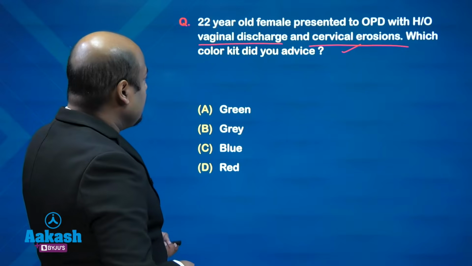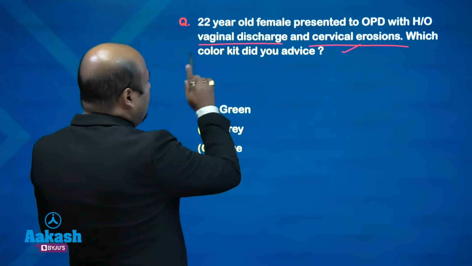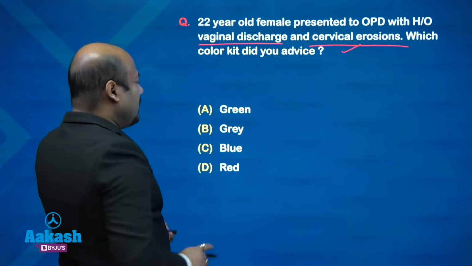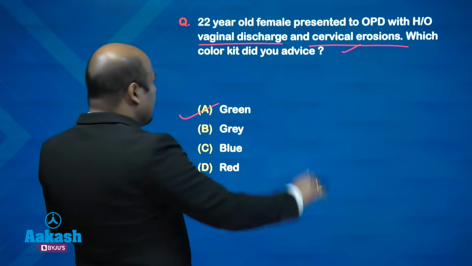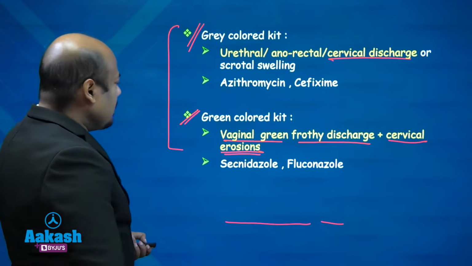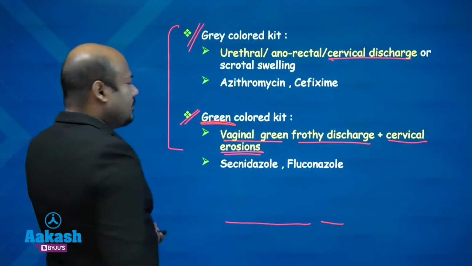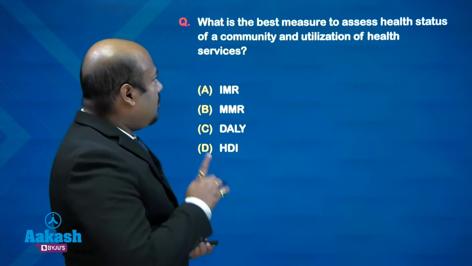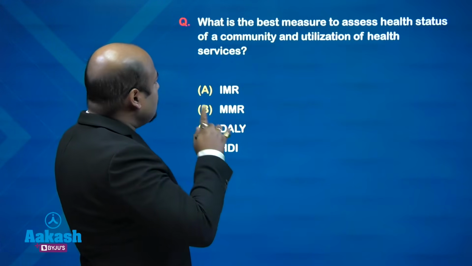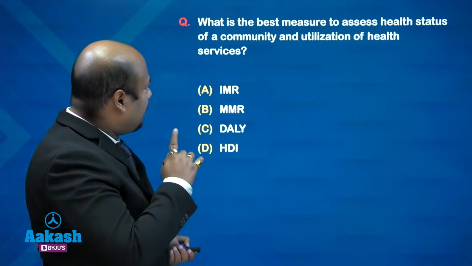So what was the question asked here? The question was vaginal discharge and cervical erosion. So what is the answer here? Yes, it's a green colored kit. Done. Next, what is the best measure to assess health status of a community and utilization of health service?